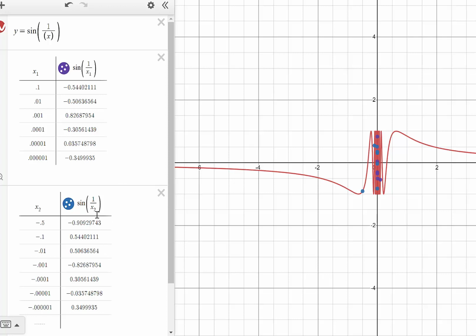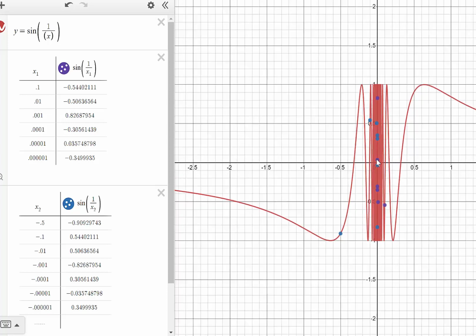Well, let's look at the other side. I went -0.5, -0.1, all the way up to -0.000001. And we're seeing -0.9, positive 0.54, positive 0.506, -0.826, 0.305, -0.0357, positive 3.4999. Okay. As I'm getting closer to 0, look at these values. I have the -0.001 and the positive 0.001. They're on opposite sides of the x-axis. So these are jumping all over the place.